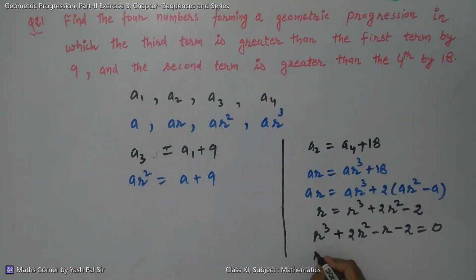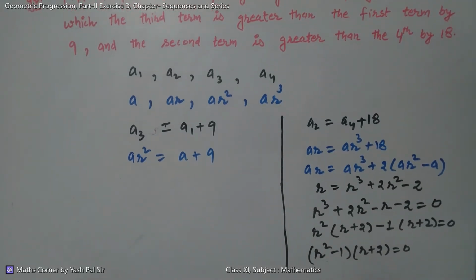Taking r square common, we have r plus 2. Taking minus common, we have r plus 2 equal to 0. So this gives us (r square minus 1) into (r plus 2) equal to 0. This means the value of r is plus 1, minus 1, minus 2. So we substitute these values now to find the value of a.